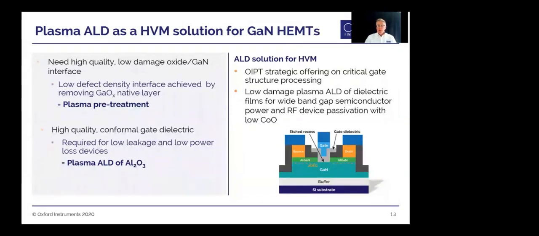I mentioned the effect of the pre-treatment of the surface. Basically, you're removing the gallium oxide native layer, and this is done through the plasma itself. And then, without breaking vacuum in the same process, you can just deposit straight onto this improved surface with the ALD. Atomic layer deposition is now a mature technology that allows you to deposit very accurately thin layers of very high quality dielectrics.